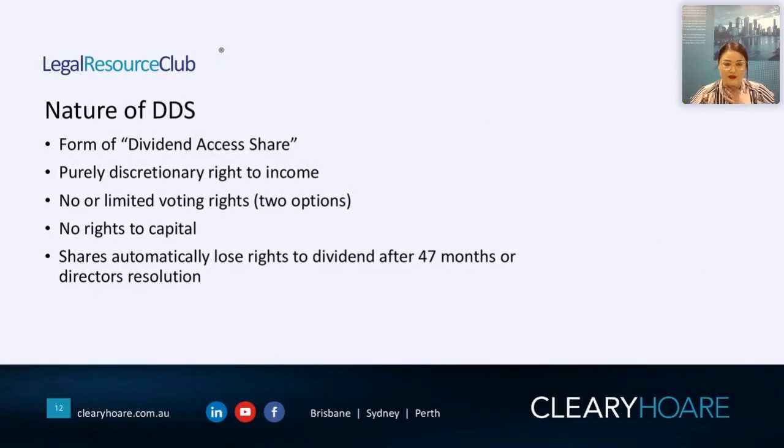So what is the nature of a discretionary dividend share? The shareholders will only have a purely discretionary right to income, meaning that they can only receive a dividend on a resolution of the directors. The shares have no rights to vote, they have no rights to meetings, and they have no rights to capital. Another feature of these shares is that they automatically lose the rights to dividends after 47 months or by a director's resolution.